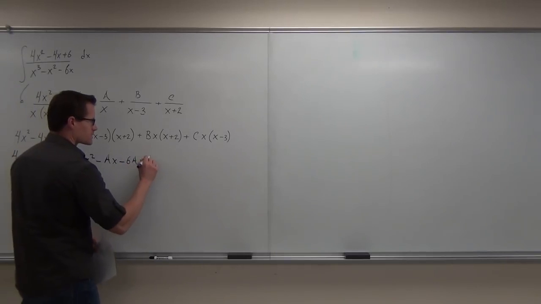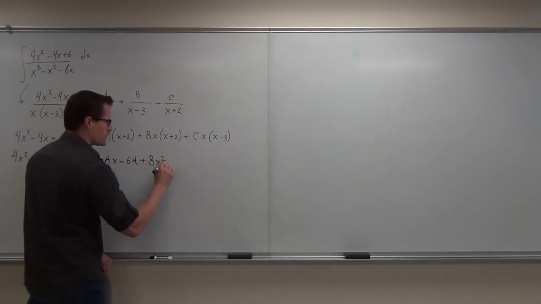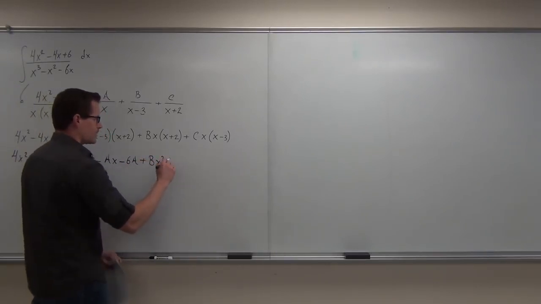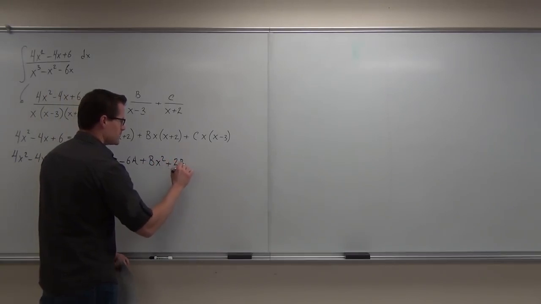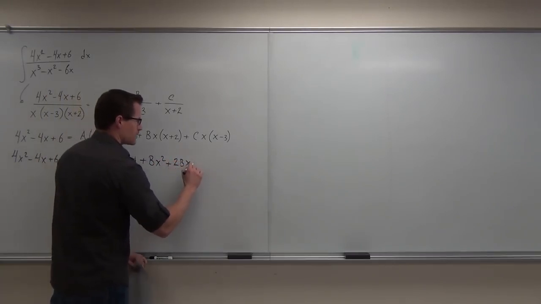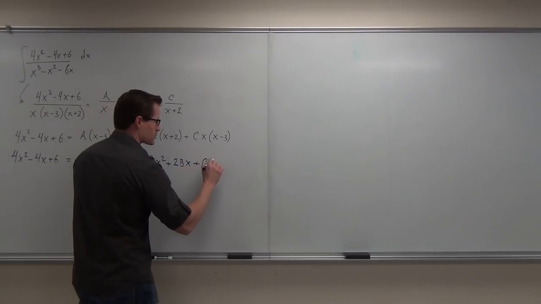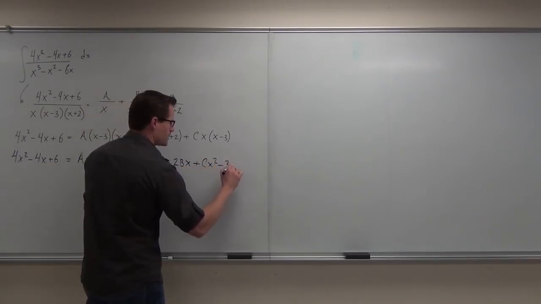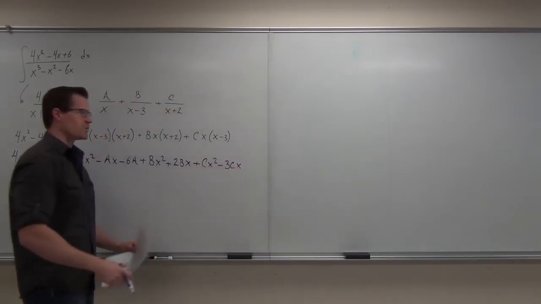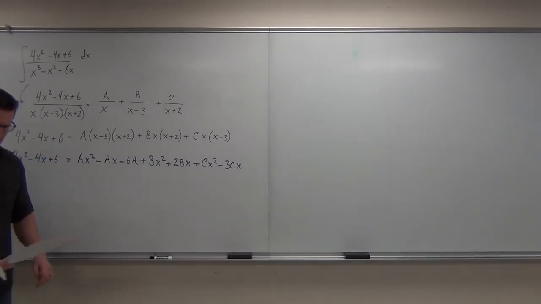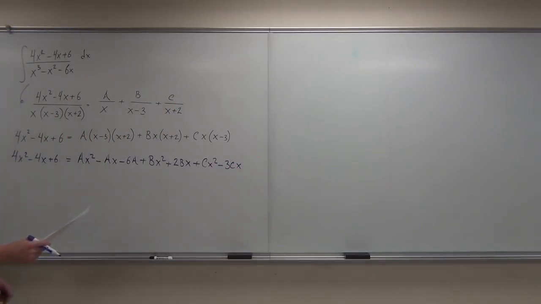Here we'll have plus bx squared plus 2bx plus cx squared minus 3cx. I'd like you to double check if you got that same thing. I'm going to double check my work too. Did you get the same thing I got?